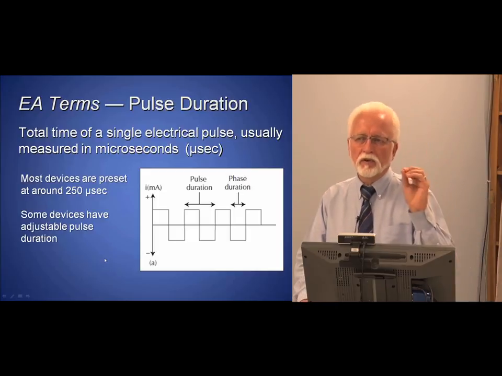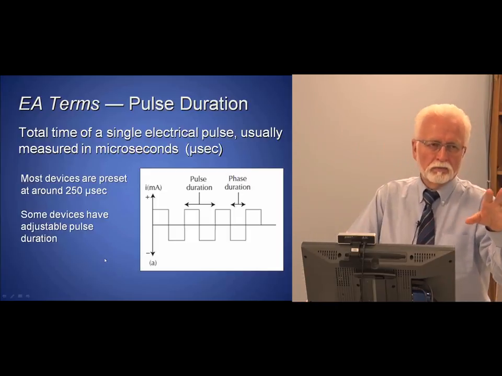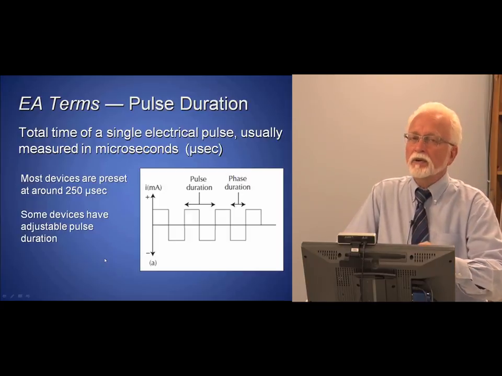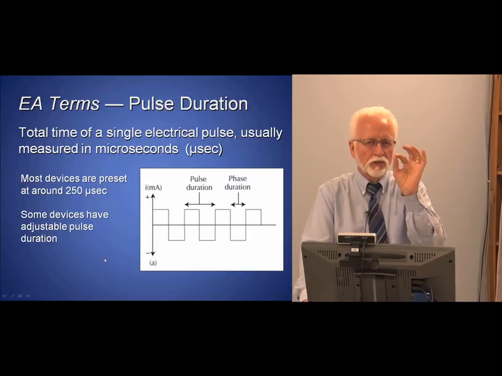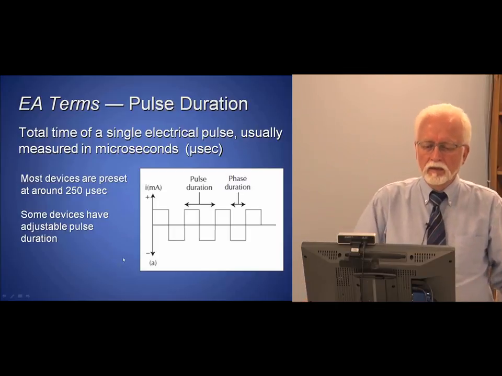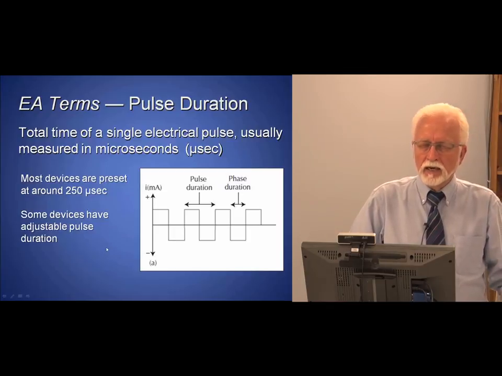So even if you're putting out 100 pulses per second, because they're in microseconds, the pulses are still very tiny, and so there's a little gap between the pulses. Most devices, this is not adjustable. Some devices, there may be an adjustment to the pulse duration.